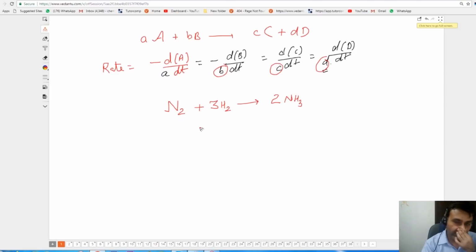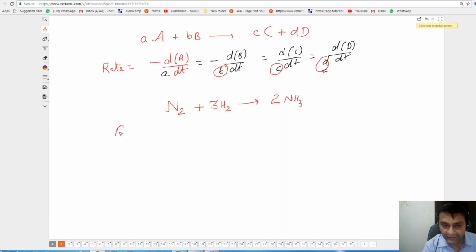So I should say the time in which 1 mole of nitrogen reacts, in the same time 3 moles of hydrogen react. Please listen to me very carefully. The time in which 1 mole of nitrogen reacts, in the same time 3 moles of the hydrogen react. It means the rate of disappearance of the hydrogen is 3 times the rate of disappearance of nitrogen. The speed of the disappearance of the hydrogen is 3 times as compared to the speed of the disappearance of the nitrogen. Are you listening to me carefully?